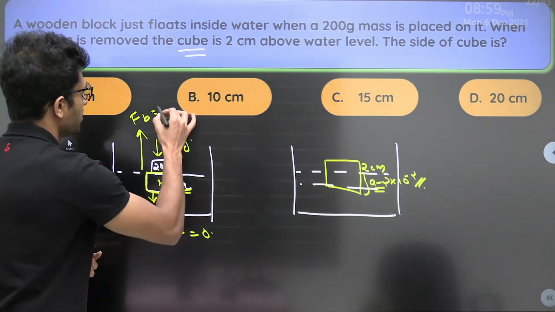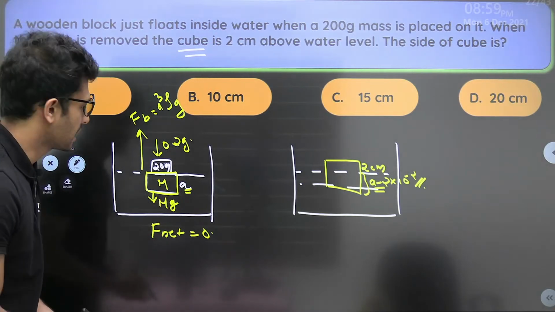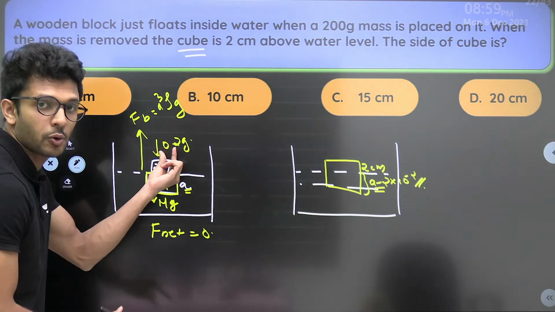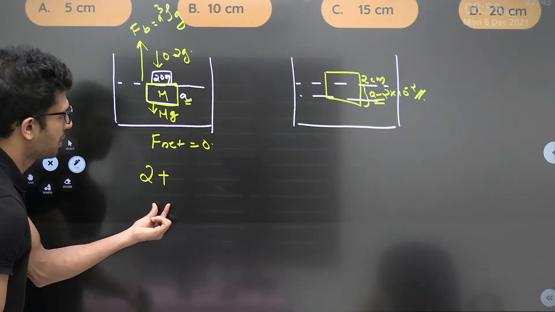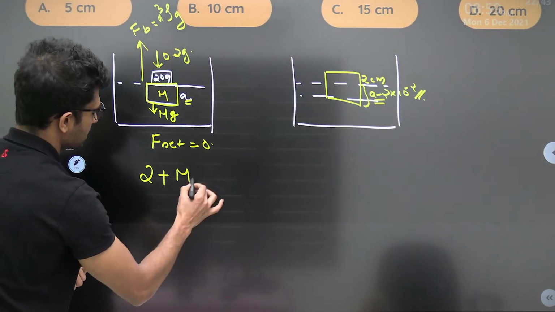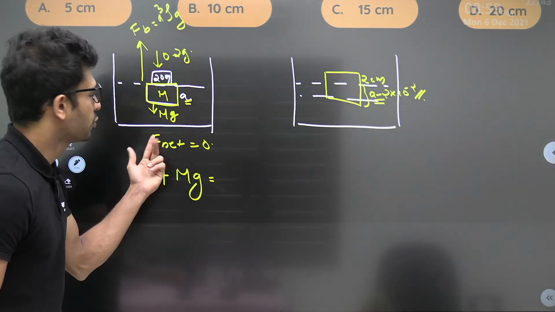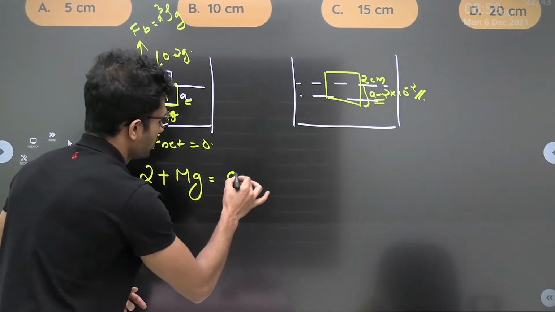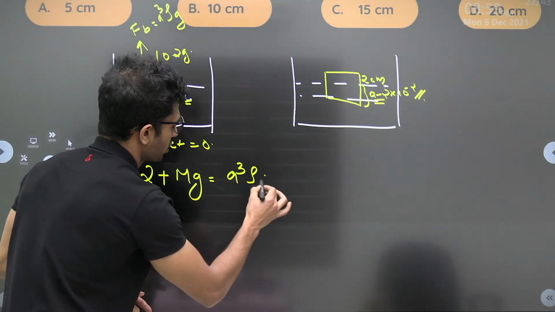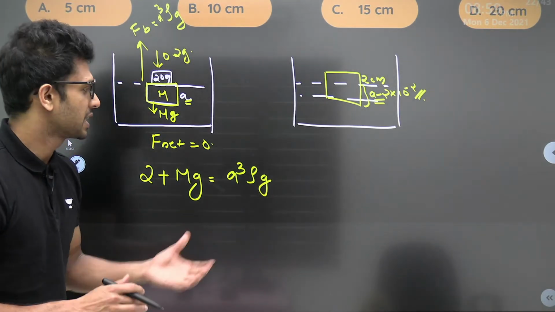The volume of this cube which is immersed inside the fluid, side is A, so volume is A cube rho g. Now just write down. Downward forces 0.2 g, g is 10, so 2 plus mass of the body into g, let's keep it as capital Mg, is equal to the net upward force. What is upward force? V rho g, that is A cube rho g. Done.